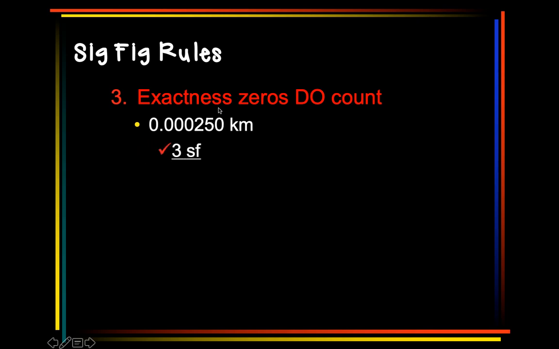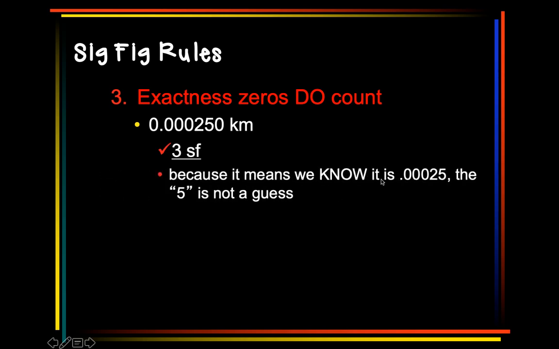So 1, 2, 3 sig figs, exactness zeros. These are placeholder zeros. And this is what I was just saying. We know the measurement. We were able to read to that 0.0025 line. The 5 wasn't a guess. So that last 0 says it was exactly on that measurement line.